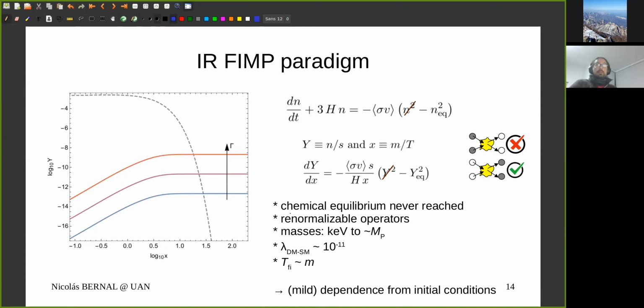And how can we ensure that? The idea is that the interaction rates are not strong enough. So that even though we could have the dark matter production, like this process can happen in the early universe.